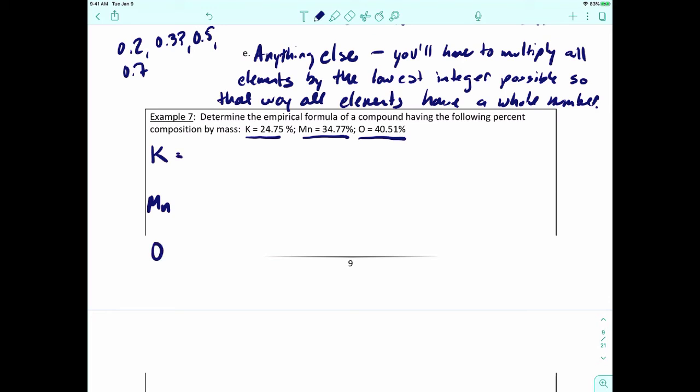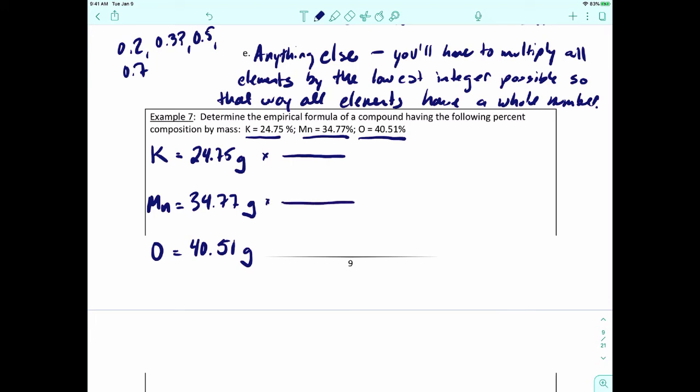And for K, we have 24.75%, so that's 24.75 grams. Manganese, 34.77. Let me erase that decimal point. Oops. All right, 34.77 grams. And then oxygen is at 40.51, so that's 40.51 grams. All right, so the next step, we convert all these grams to moles. For 1 mole of potassium, we put the 1 mole of potassium on the top, so that way we put the mass on the bottom.